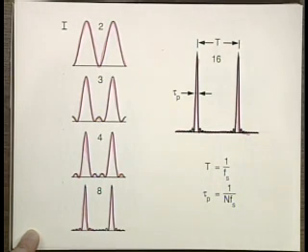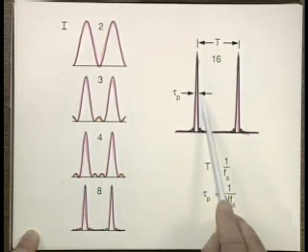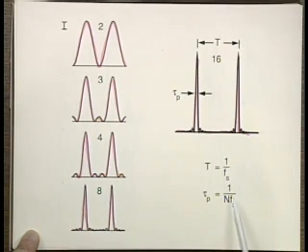The period, the separation between these pulse trains, is again 1 over Fs, the frequency spacing between the modes. And the pulse width, which is the key thing here, is given by 1 over N, the number of modes, times f sub s. So N times f sub s is really the total separation in frequency between the first and the last frequencies or modes.